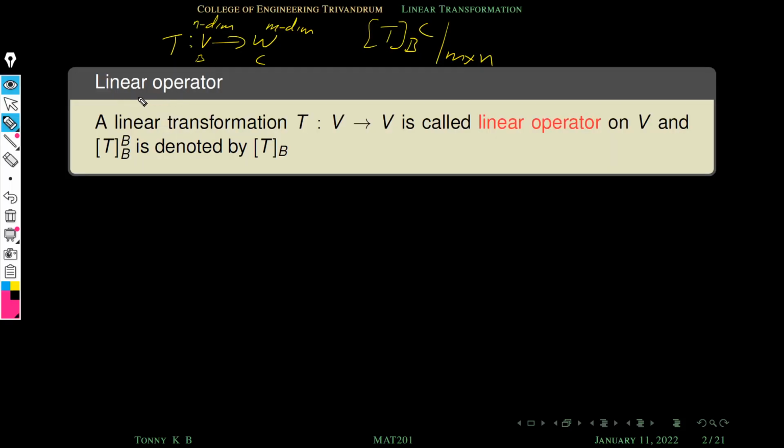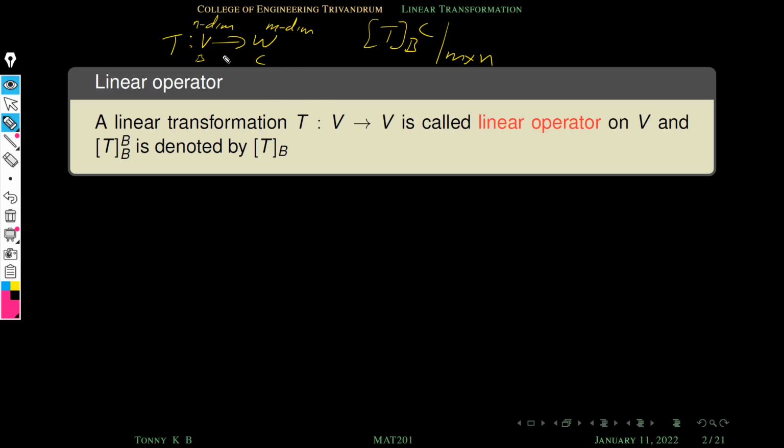First we are going to define linear operator. And what is a linear operator? A linear transformation T from V to V is called a linear operator on V. The linear operator is nothing but a linear transformation. The only thing is that the domain and codomain are both the same vector space. A linear transformation from a vector space to the same vector space. Such linear transformations are called linear operators.